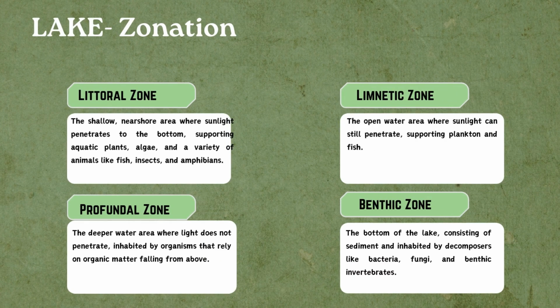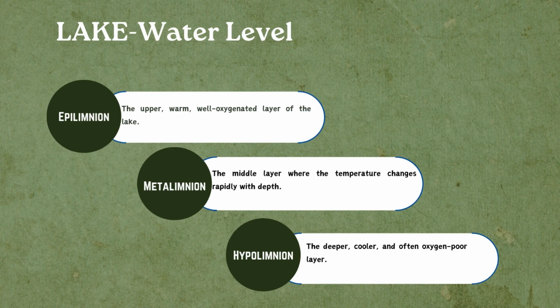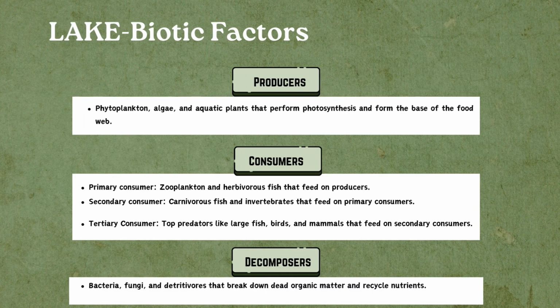Firstly, I will talk about zonation. There are 4 zones, which are the littoral zone, profundal zone, limnetic zone, and lastly, the benthic zone. Next is water level, which is epilimnion, metalimnion, and hypolimnion. Then biotic factors of the lake, which are producers, consumers, and decomposers.